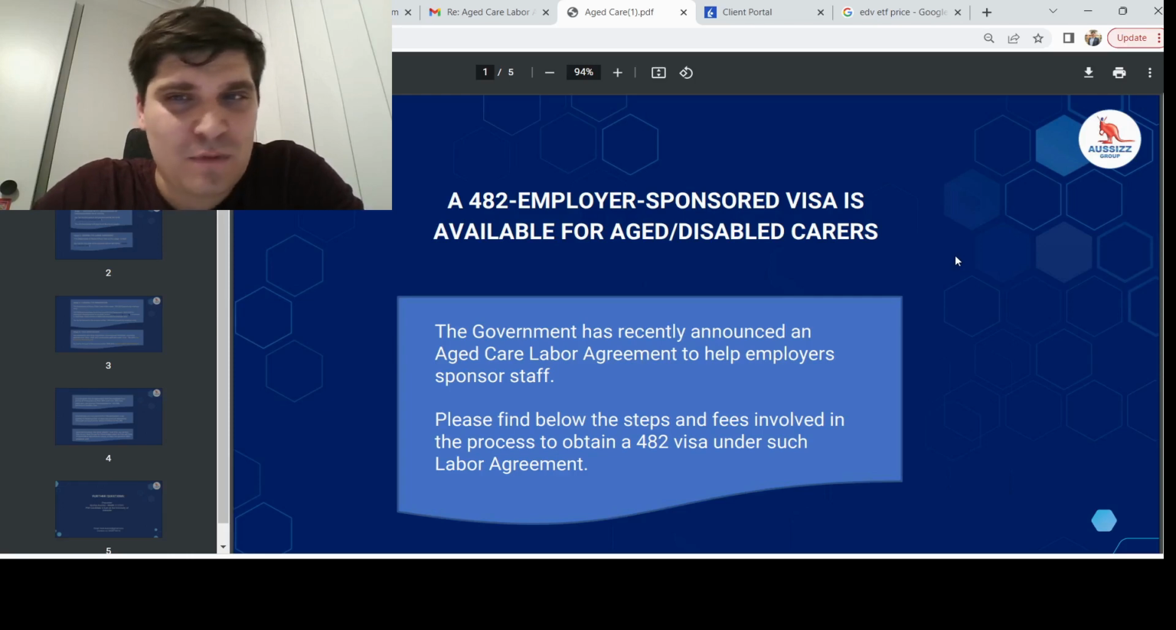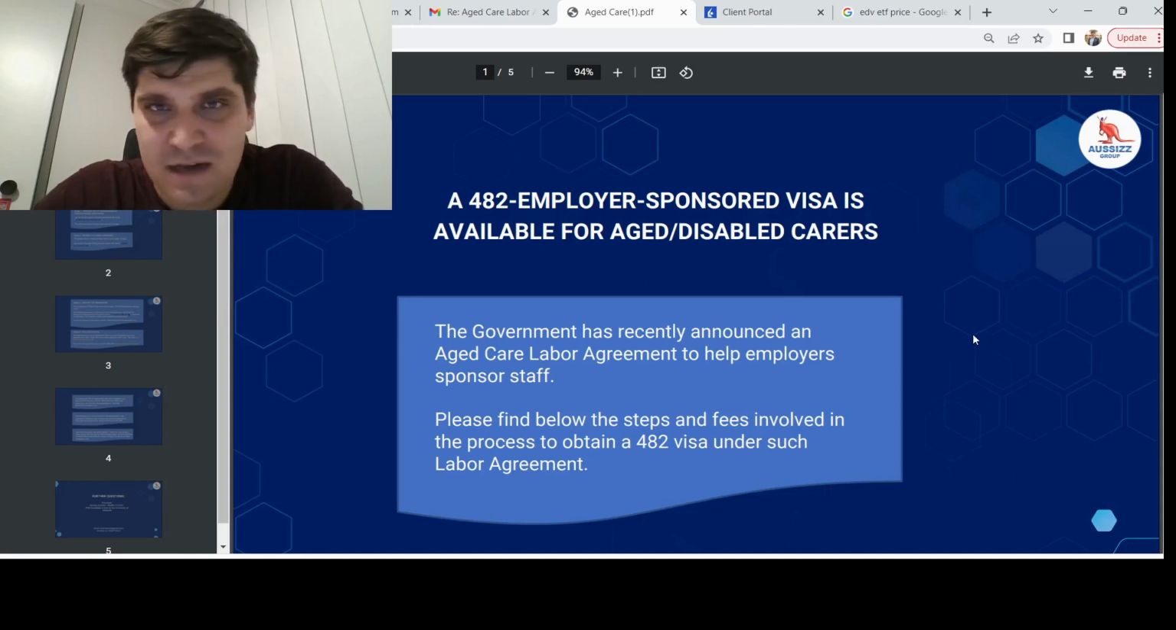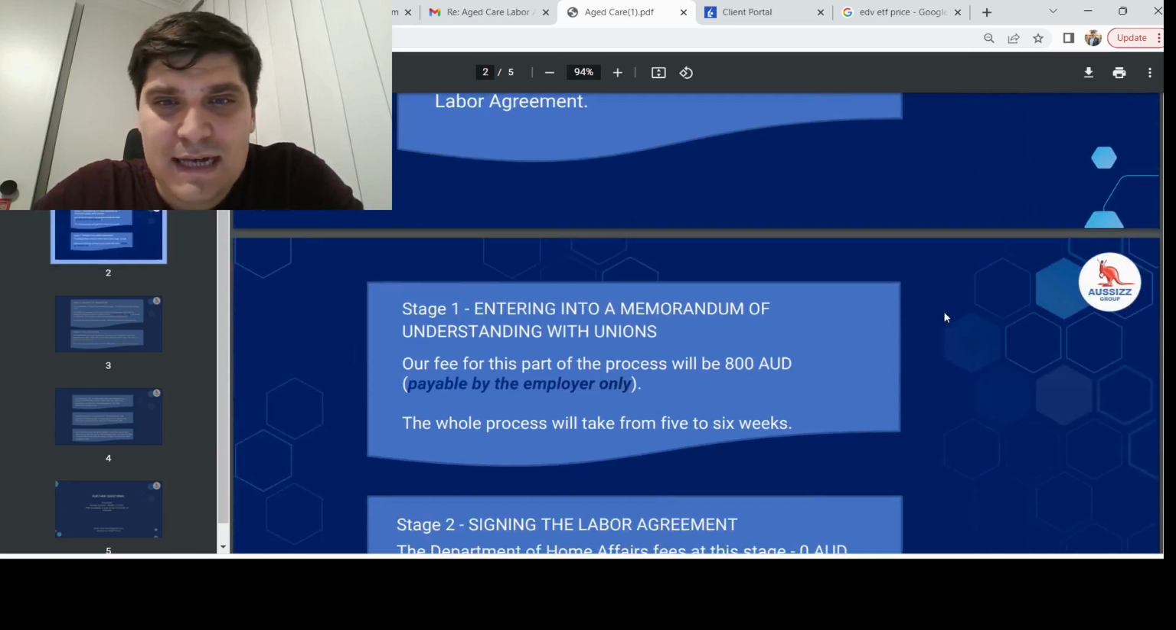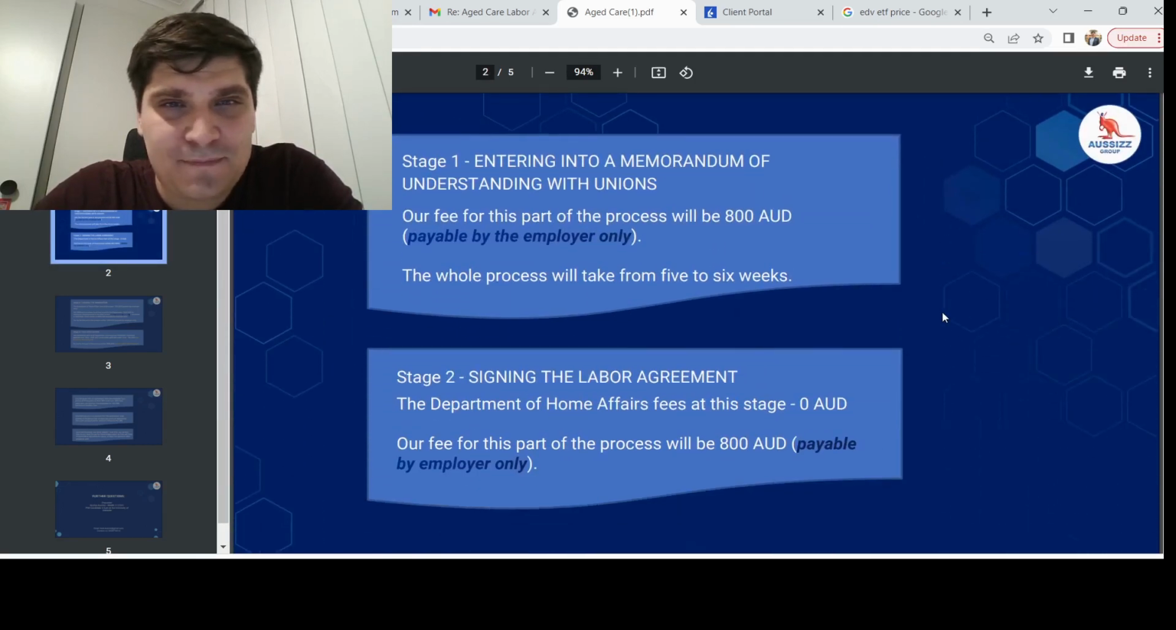So a 482 employer-sponsored visa is available for you, and this is one of the measures that the government is taking to help aged care employers sponsor staff and reduce the shortage in the industry. And I will show you what it involves.